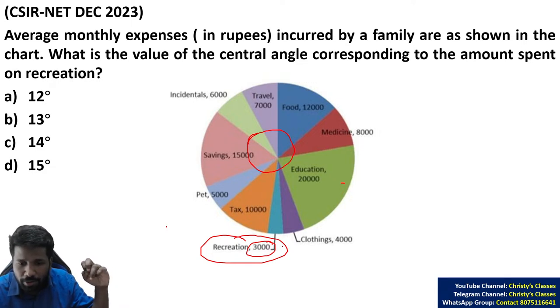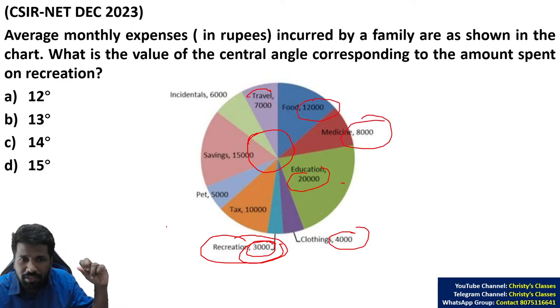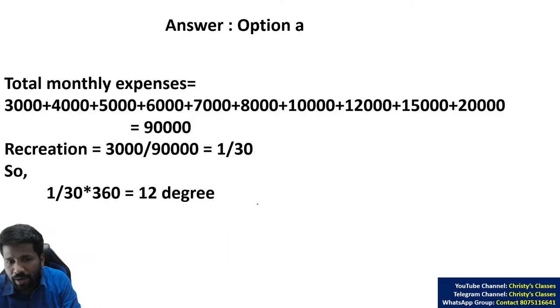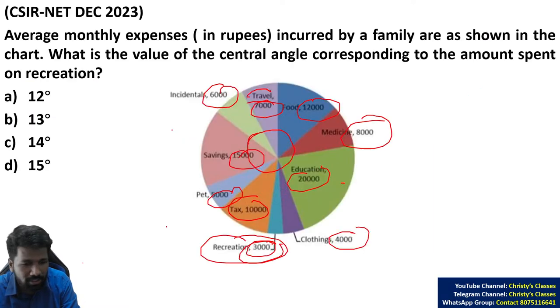So how do we find the total value? By adding all these values you can find the total expense, and then we ask what share recreation has in that expense. So adding all these values: 3000, 4000, 5000, 6000, 7000, 8000, 10000, 12000, 15000, 20000. The 1000 is common, so you just add 3, 4, 5, 6, 7, 8, 10, 12, 15, 20. That will add up to 90000.